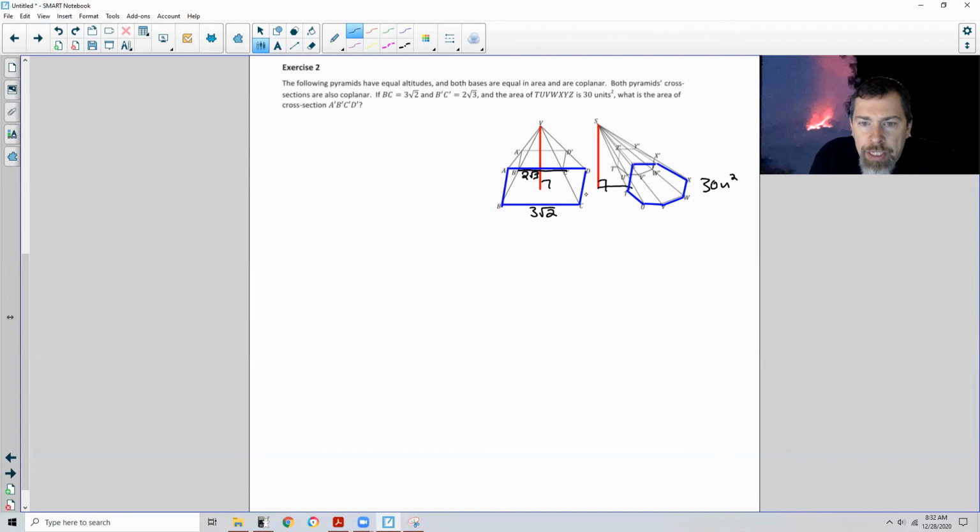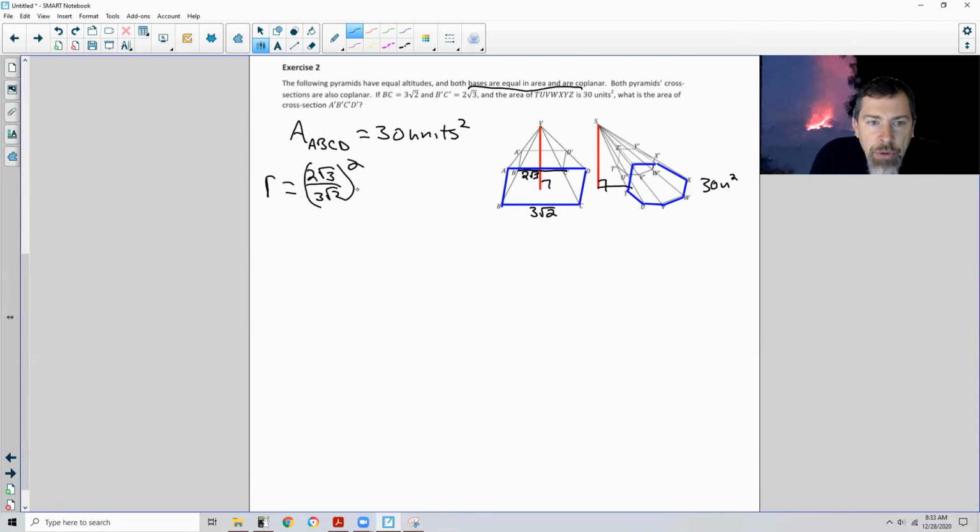Okay, so we don't need the area of this. Well, we do. We know they're congruent. We know that the areas are equal. Both bases are equal in area. So this is 30. So the area of A, B, C, D is also 30 units squared. Okay, so this is 30 units squared. We're scaling down, so our R is going to equal the smaller number, 2 root 3 over 3 root 2, and we have to square those.